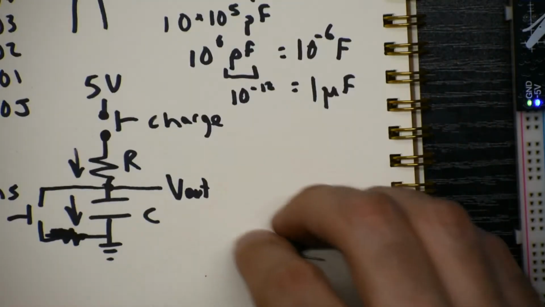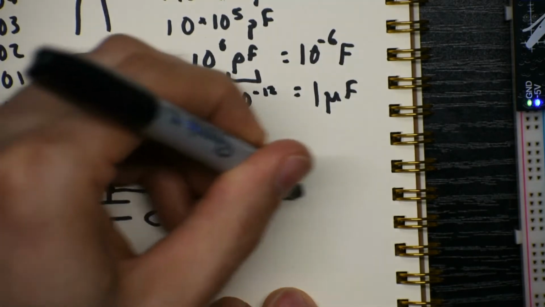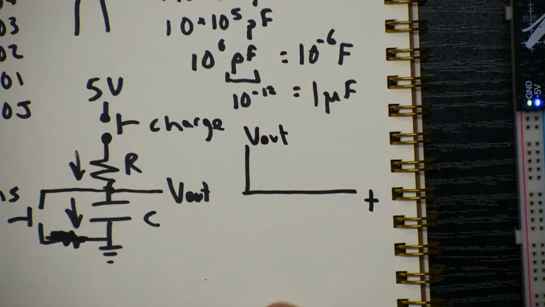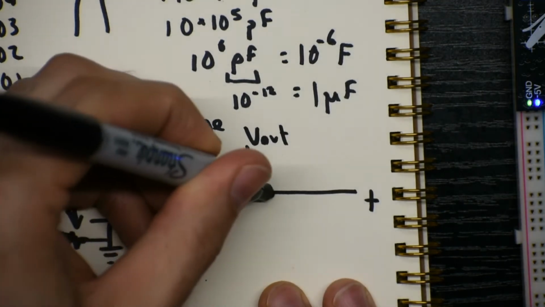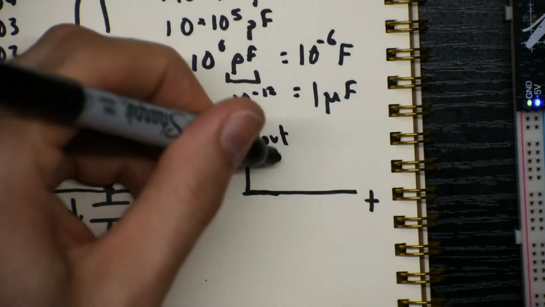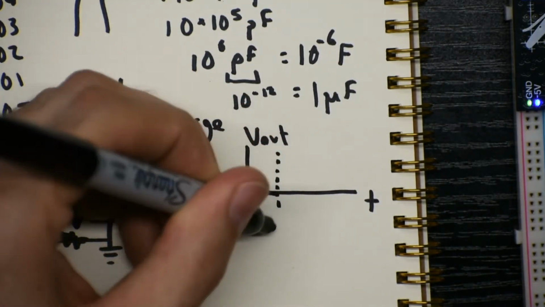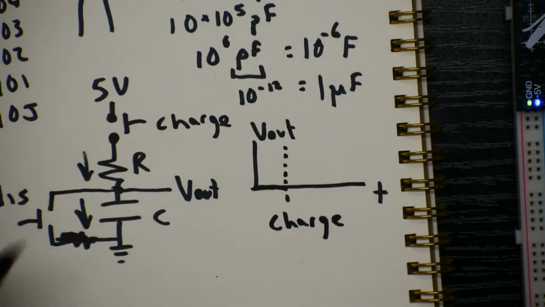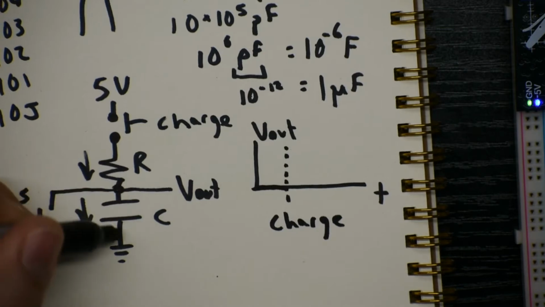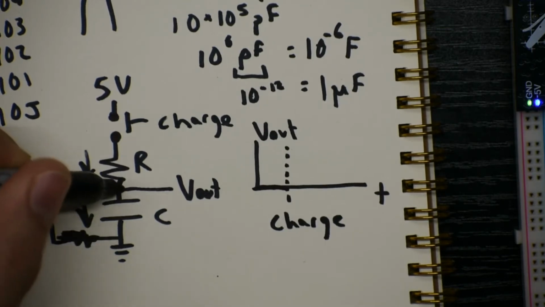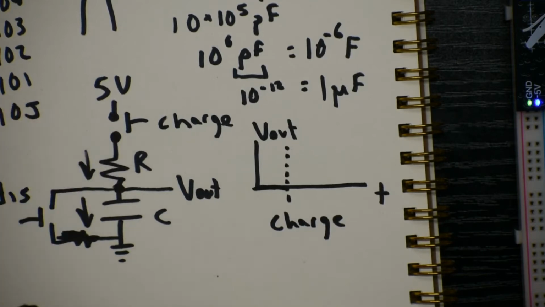What do we expect to happen? So we've got the V out versus time. And let's say that nothing's happened for a very long time, that there's no charge on the capacitor, so the voltage is 0. Then at some point, we're going to push the charge button. So this is the charge event. What happens? Well, there's initially no voltage across the capacitor. So if the voltage across the capacitor is 0, then this side of this resistor is also 0 volts.